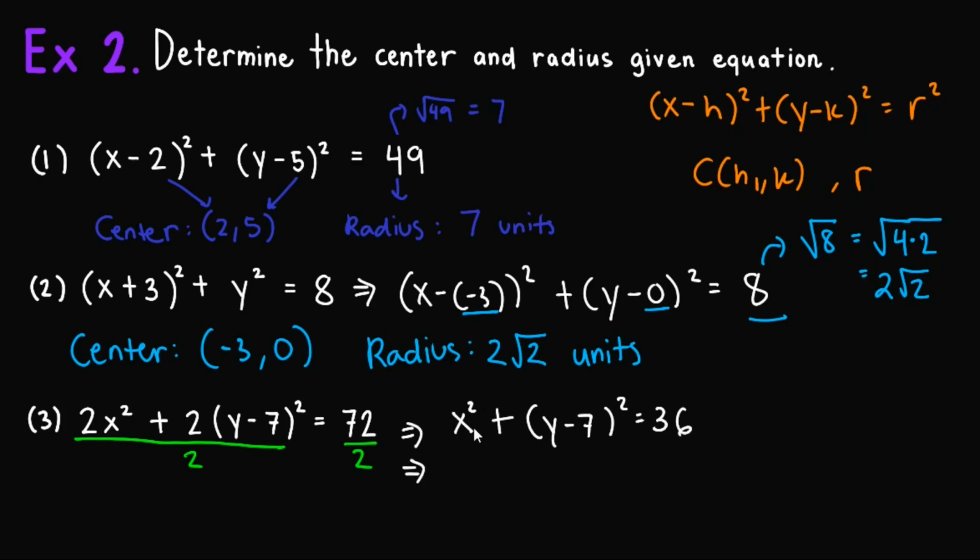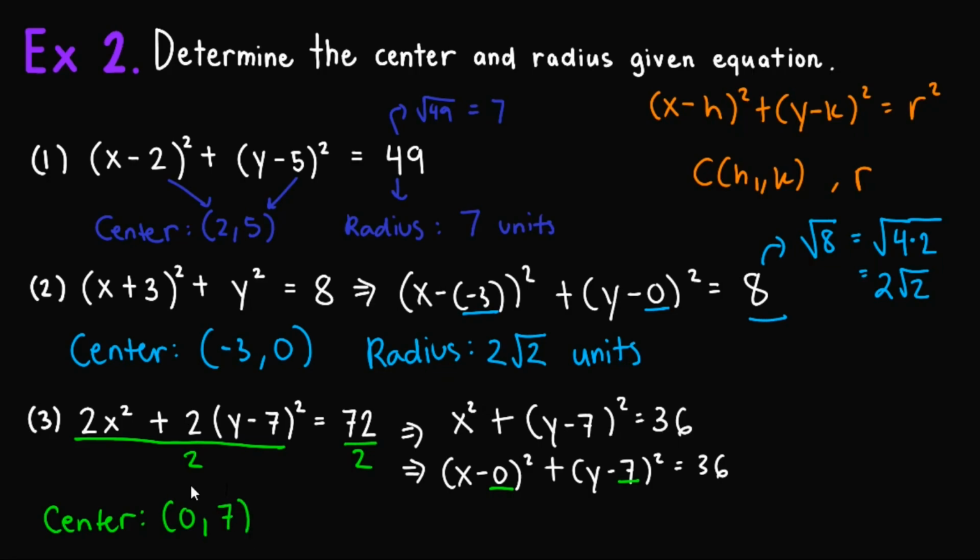Moreover, take note that we can write x² out here as (x − 0)², so we have (x − 0)² + (y − 7)² = 36. And so, clearly, we can now see the center, which is given by this. So we have the center to be the point (0, 7). For the radius, we just get the square root of 36, and we know that to be 6. So we have the radius to be 6 units. And so these are our final answers for each item on this exam.